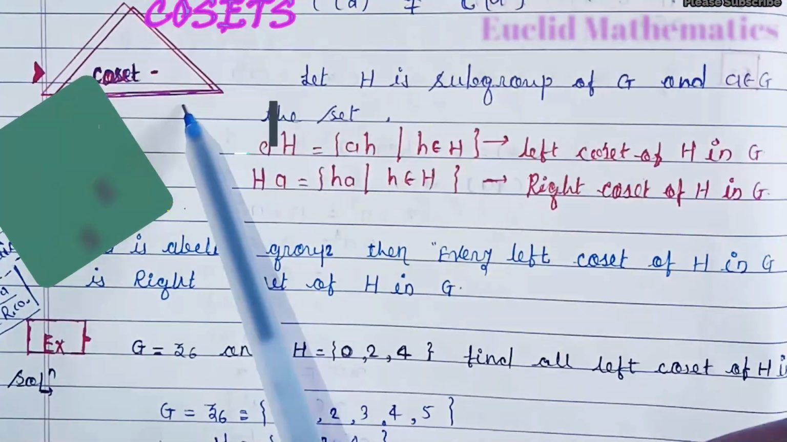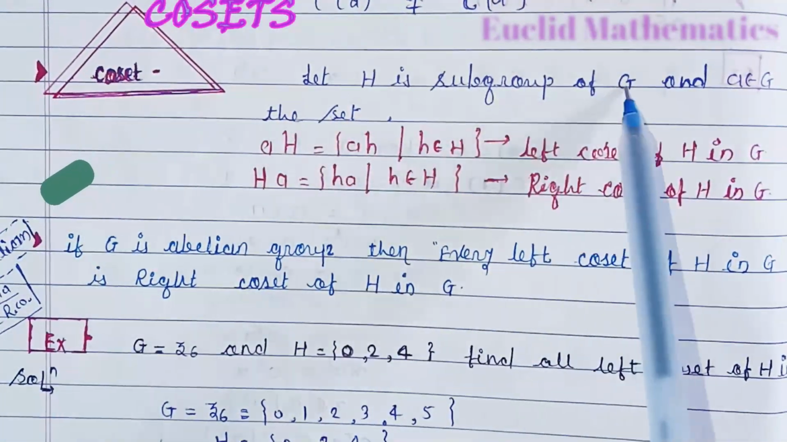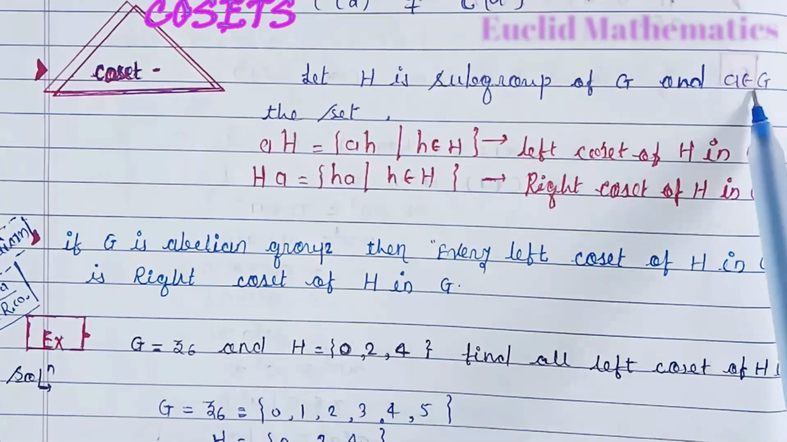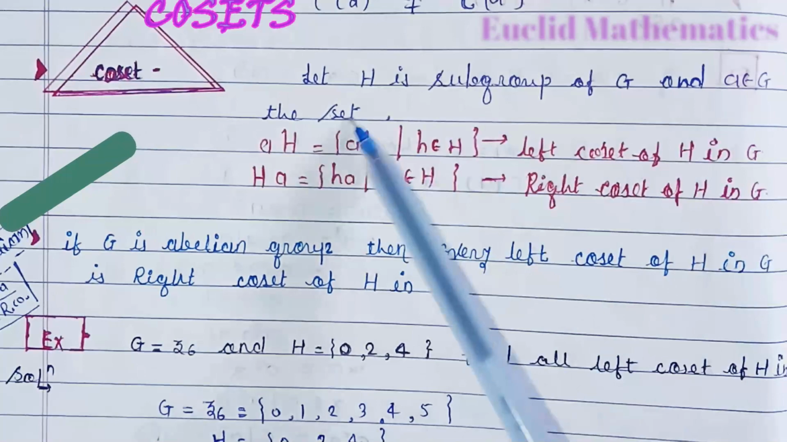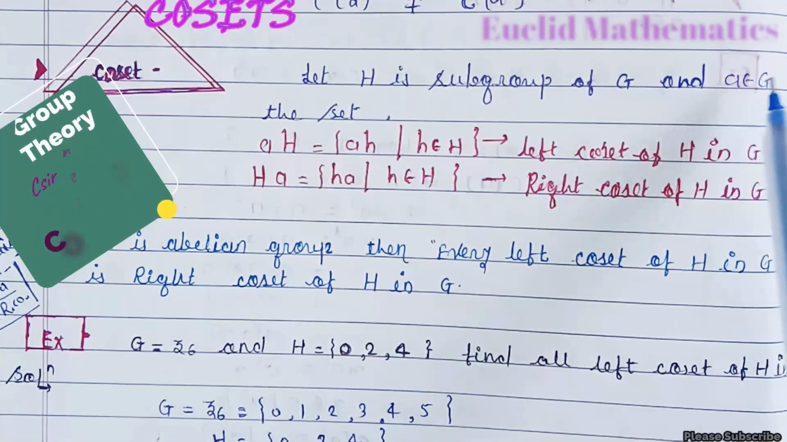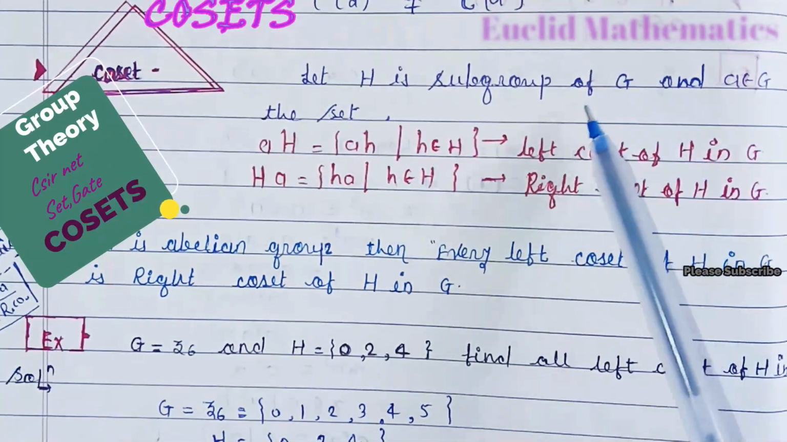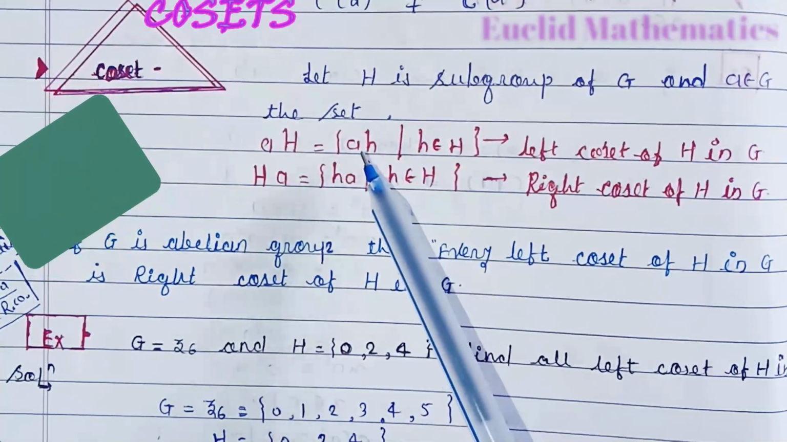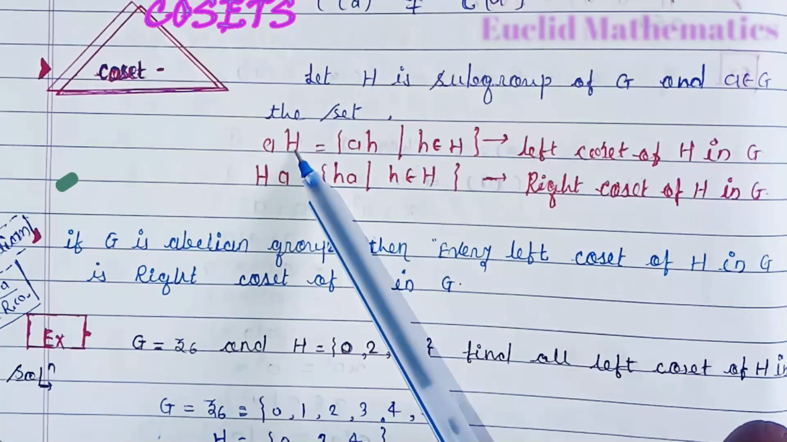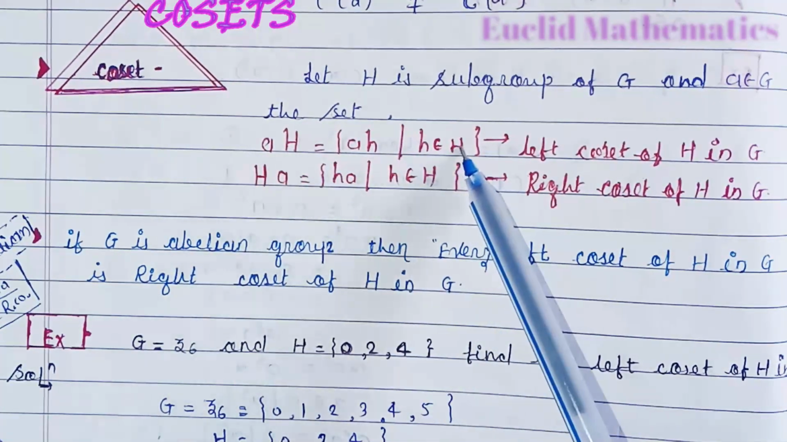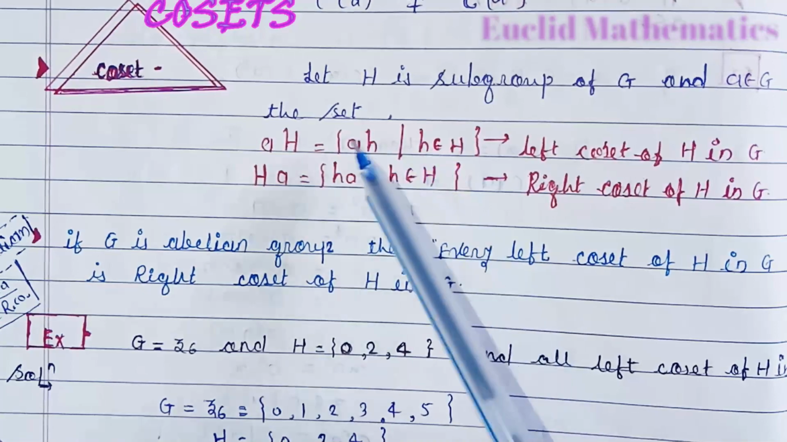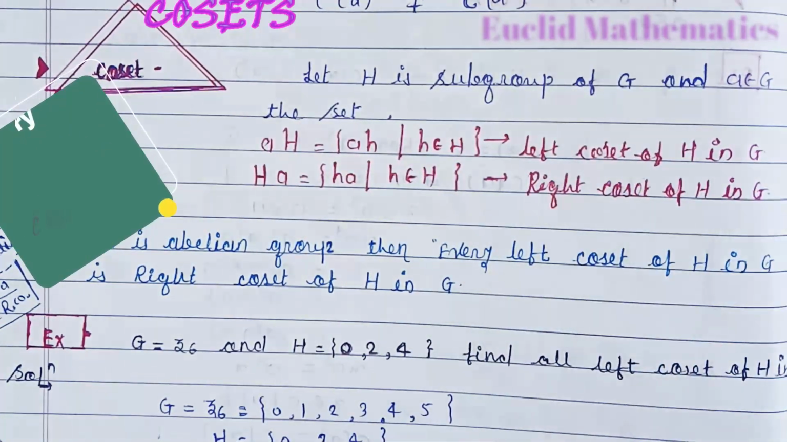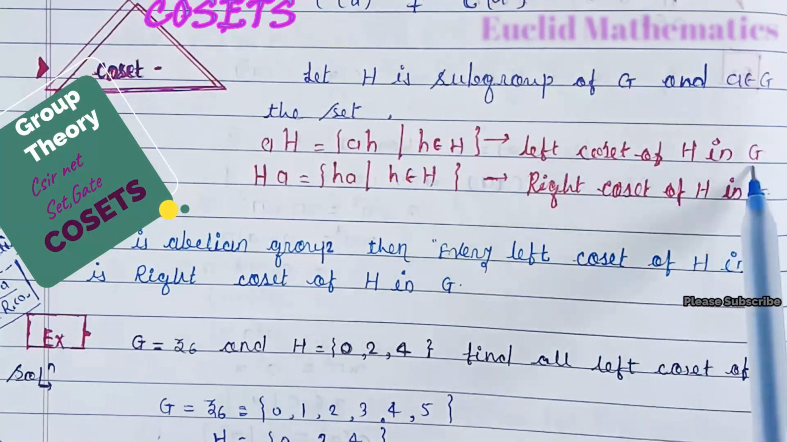So the definition of a coset says: let H be a subgroup of G. I have group G and H is a subgroup of G, and let's consider any element a belonging to G. Then the set aH, which is a multiplied by h, where small h belongs to our subgroup H, is called the left coset of H in G.